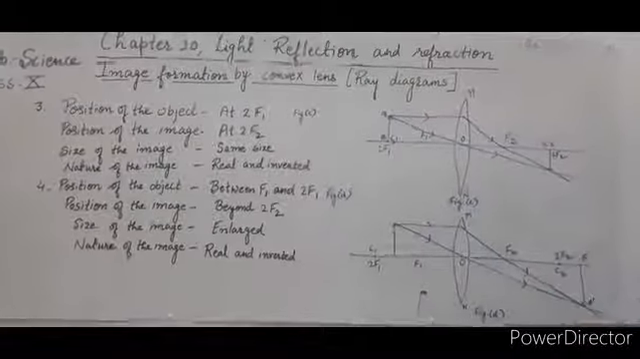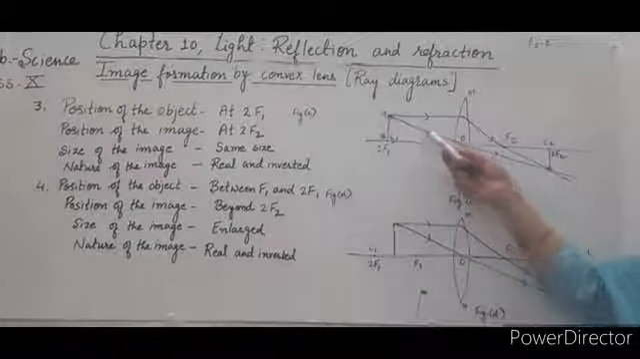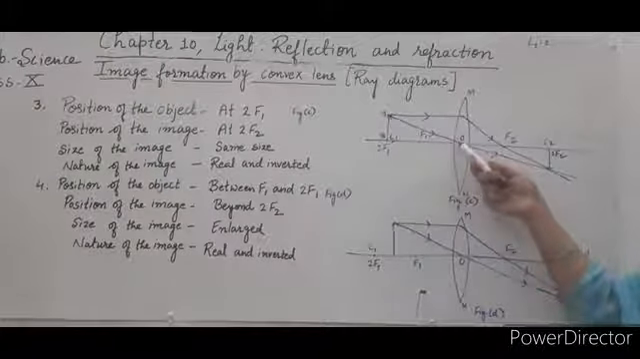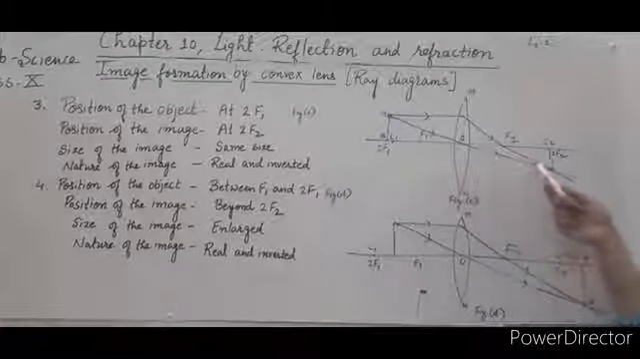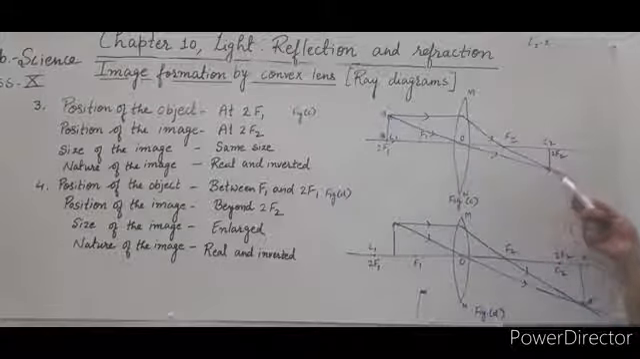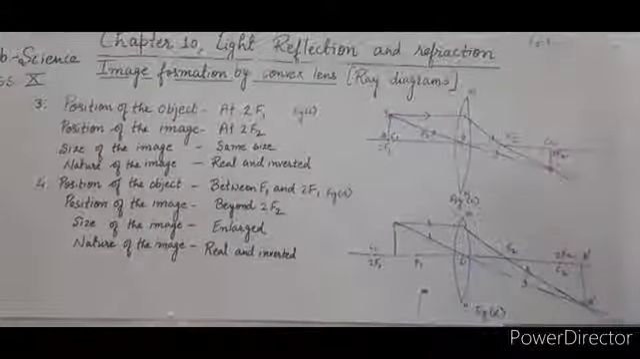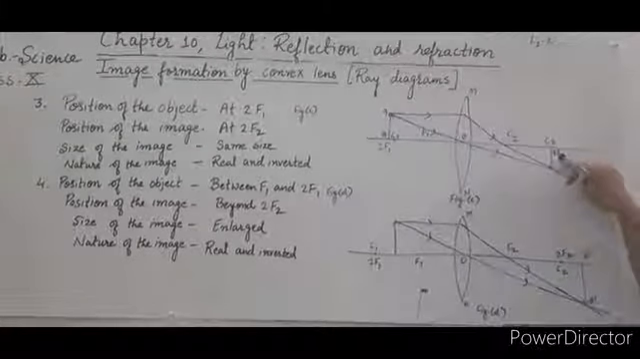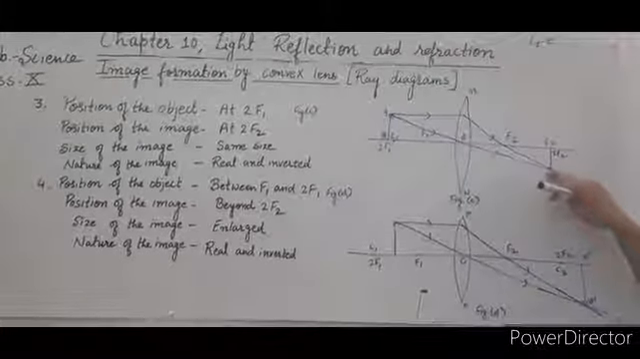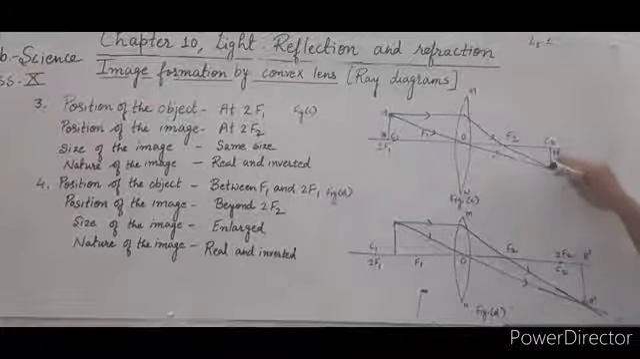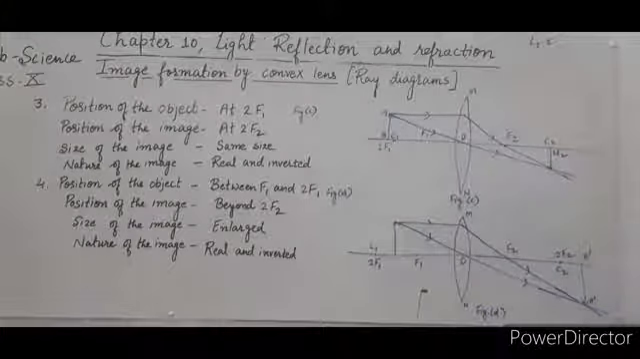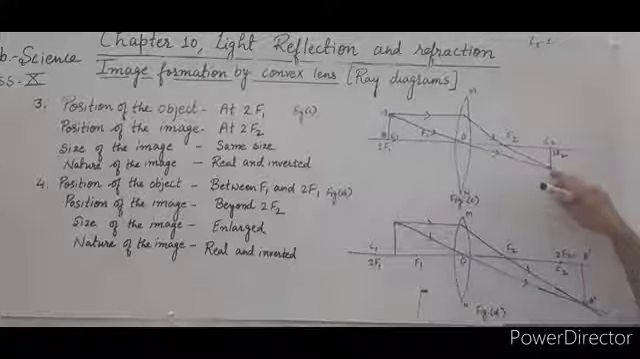And the second ray passes through the optical center without any deviation. These two rays meet at C2 or 2F2. So these rays meet here, and this is 2F2. So the image formation takes place at 2F2.